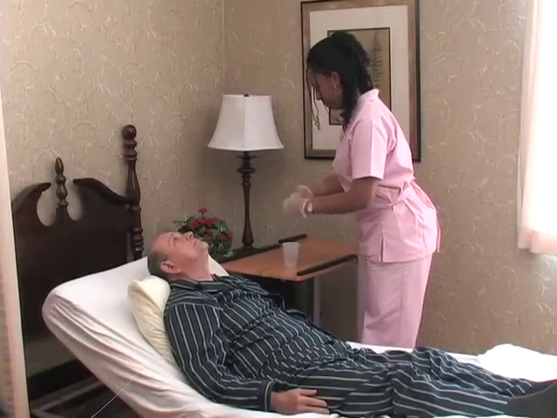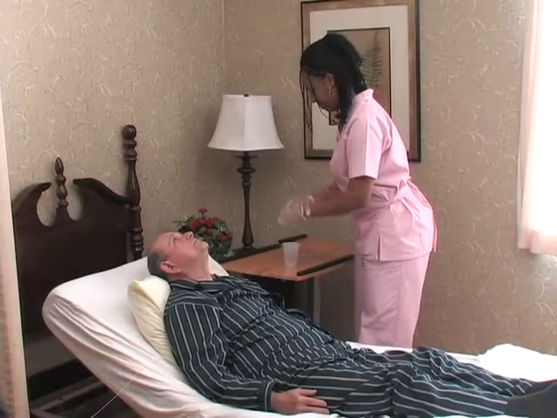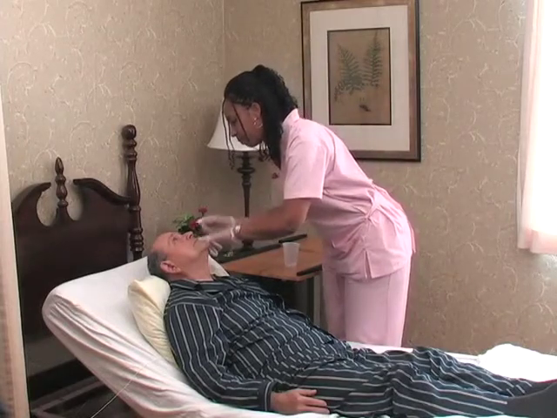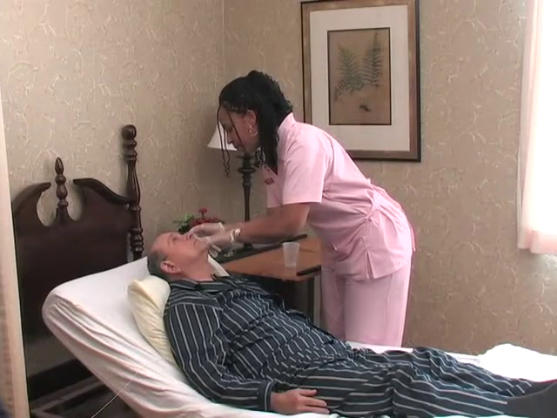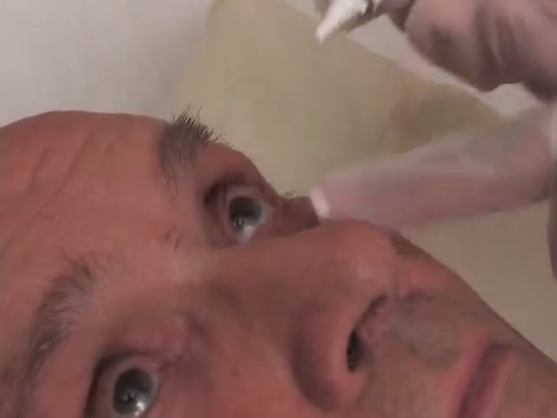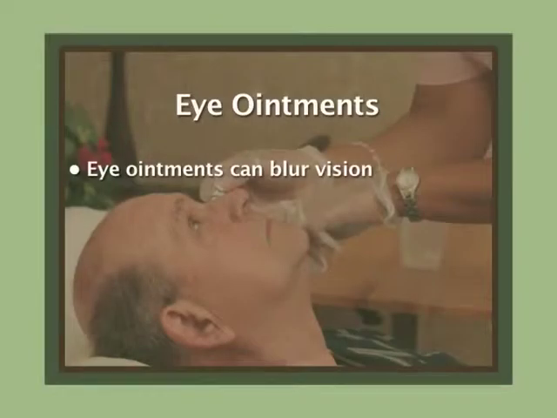If applying an eye ointment, the same process is followed. The resident is asked to lean the head back and look at the ceiling while the nurse gently pulls down on the lower lid and a strip of ointment is applied from the inner corner of the eye toward the outer. Be aware that eye ointments tend to blur vision.